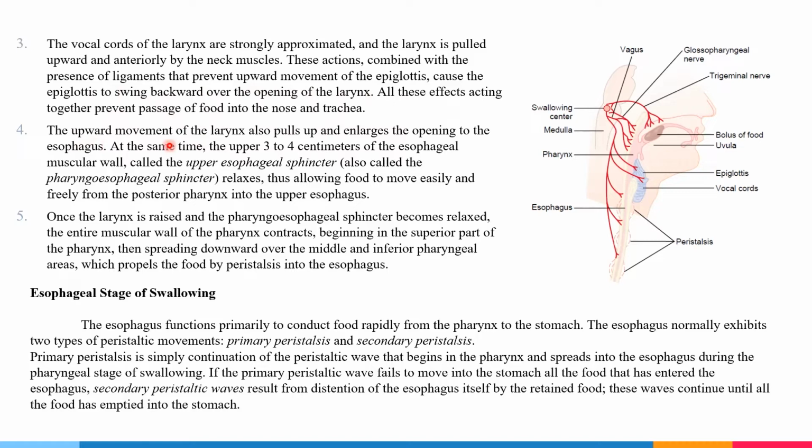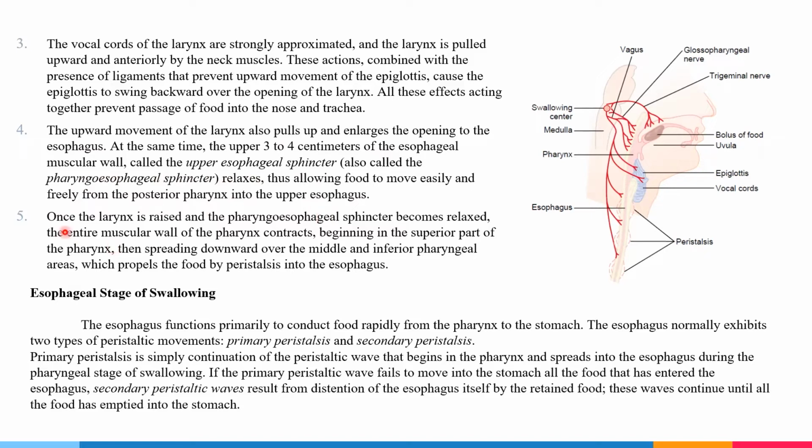The upward movement of the larynx also pulls up and enlarges the opening to the esophagus. At the same time, the upper 3 to 4 centimeters of the esophageal muscle wall, called the upper esophageal sphincter, which is also called the pharyngoesophageal sphincter, relaxes, thus allowing food to move easily and freely from the posterior pharynx into the upper esophagus.